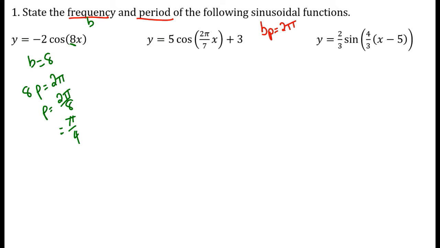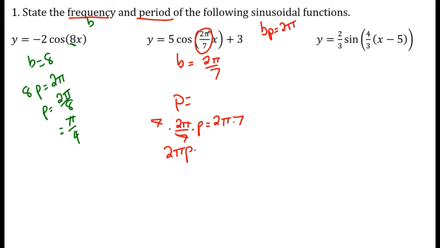Y equals 5 cosine of 2 pi over 7 x plus 3. Well, the b value, the number in front of x, is the frequency. So the frequency is 2 pi over 7. How do I find the period? The period is bp equals 2 pi. B times p equals 2 pi. Multiply both sides by 7. 2 pi p equals 14 pi.